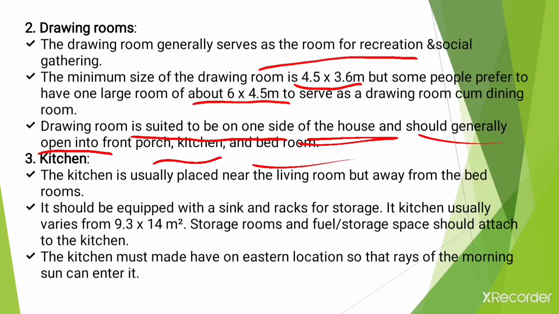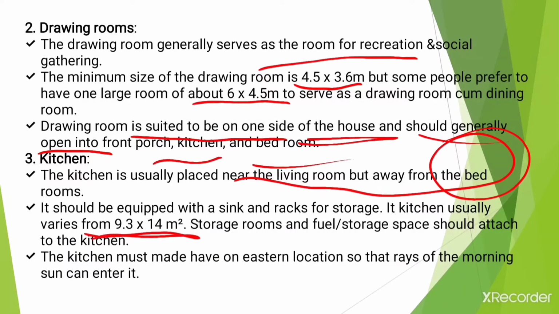Okay, the next room is the kitchen. The kitchen is usually placed near the living room but away from the bedroom. This is important, and it should be equipped with a sink and racks for storage. The kitchen size usually varies from 9.3 to 14 square meters. This is the floor space area of the kitchen.